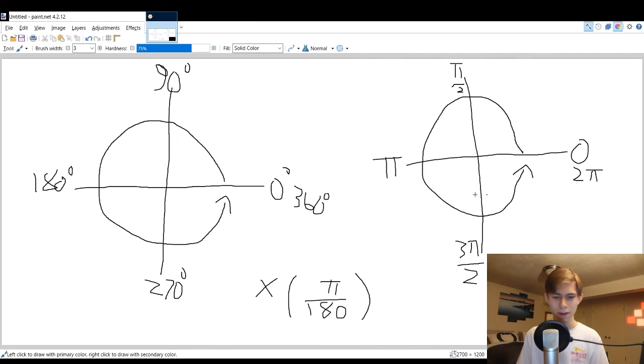So you see right here is 180, and then right here the equivalent angle would be pi. So this would cancel out the degrees and then multiply by pi to give you the radians.